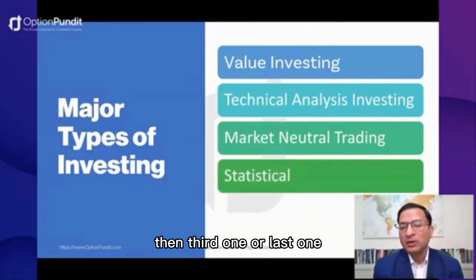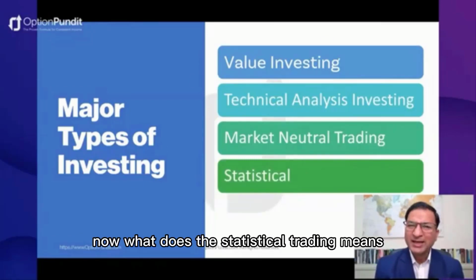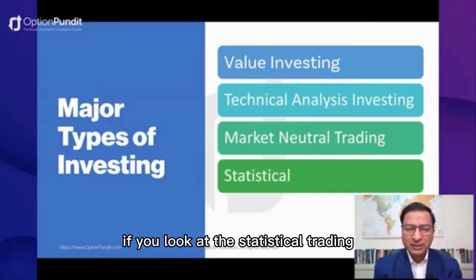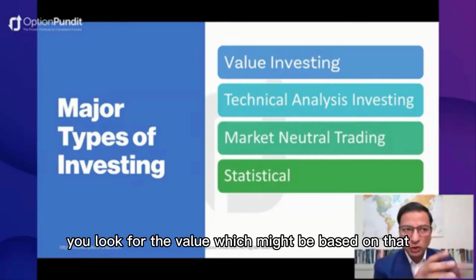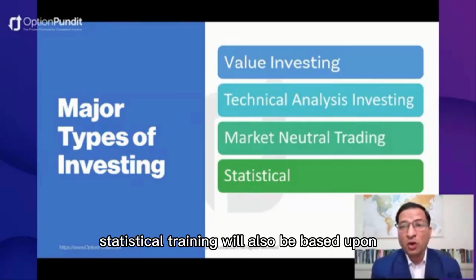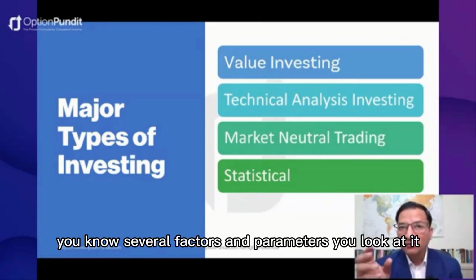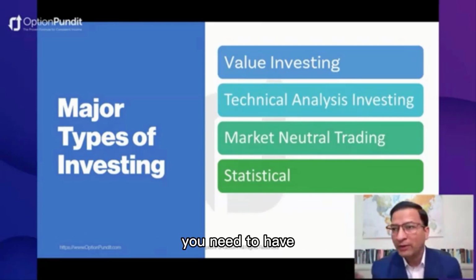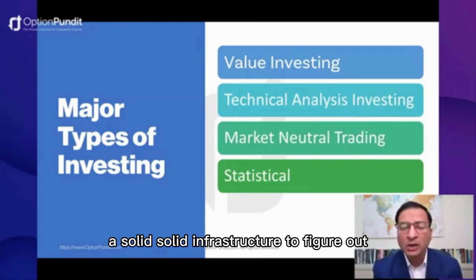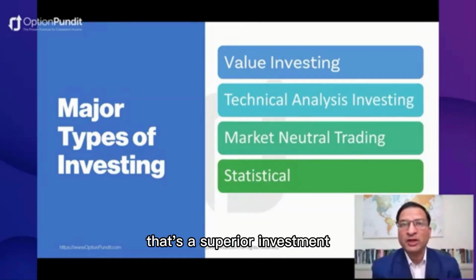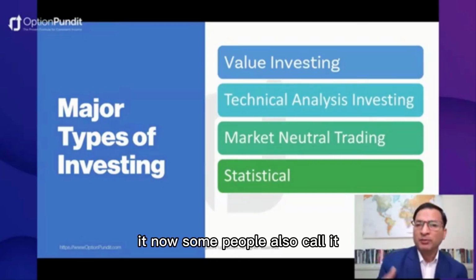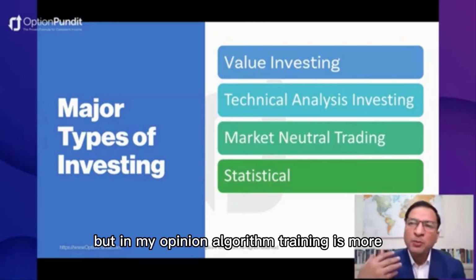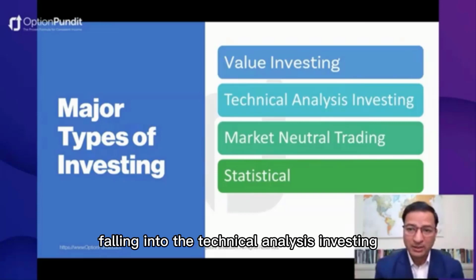Then the third one, or last one, in my opinion, is going to be statistical. Now, what does statistical trading mean? If you look at statistical trading, these may be pairs trading. These may be based upon mergers and acquisitions. You look for the value which might be based on that. And more prominently, statistical trading will also be based upon several factors and parameters. You need to have a solid infrastructure to figure out whether statistically that's a superior investment over others. And there are many more methods of quantifying it. Now, some people also call it algorithm trading, but in my opinion, algorithm trading falls more into technical analysis investing.